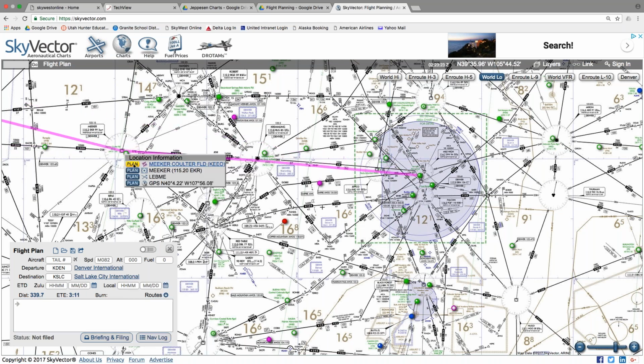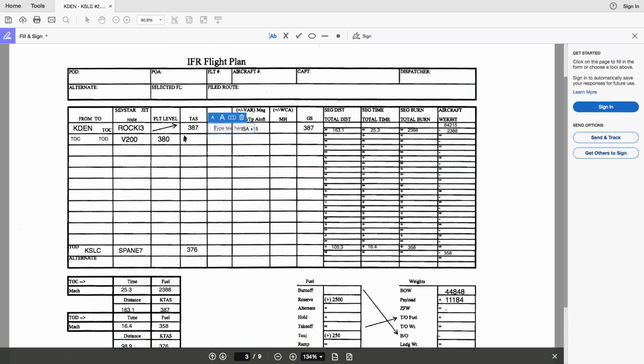So I'm just going to pull an average heading here, 267. Let's call it 267. Just let's get done with this one.